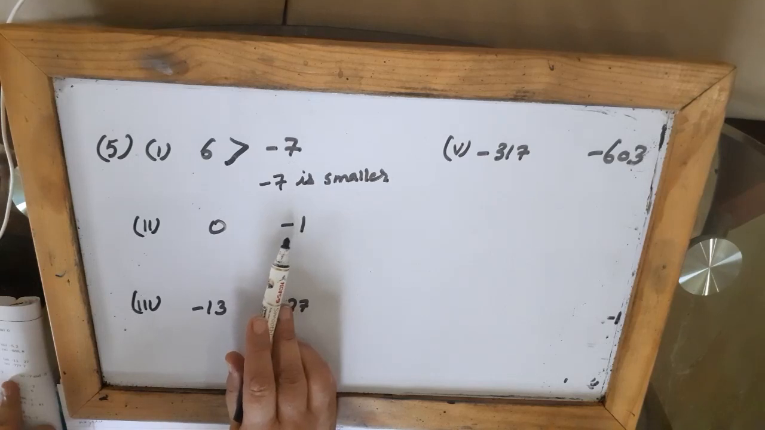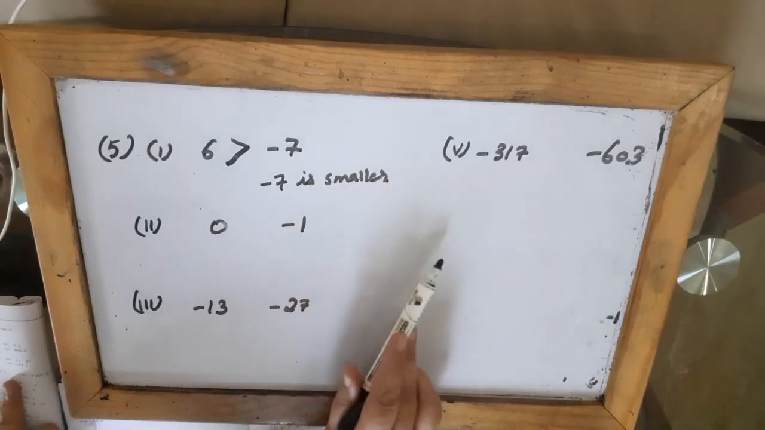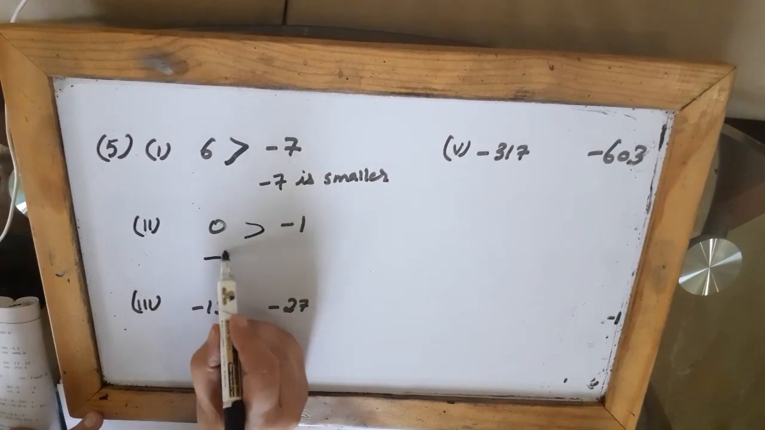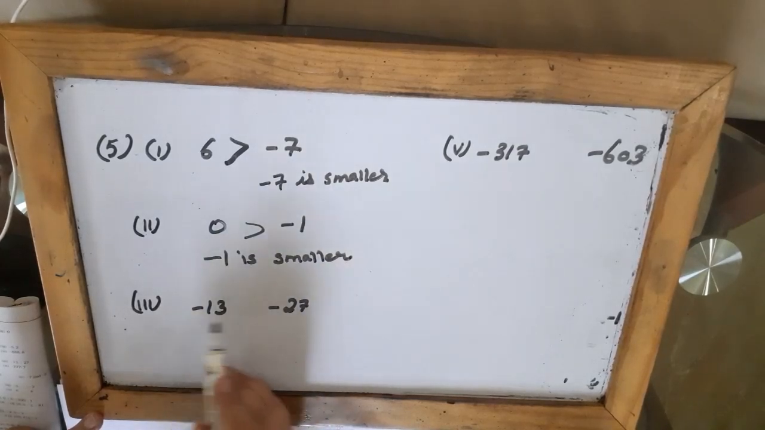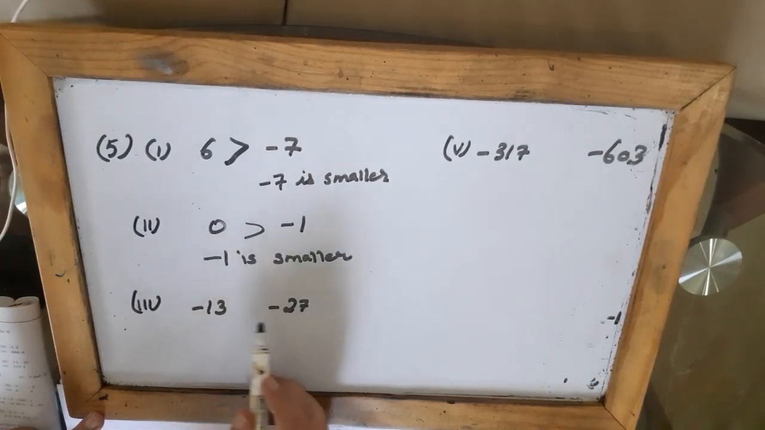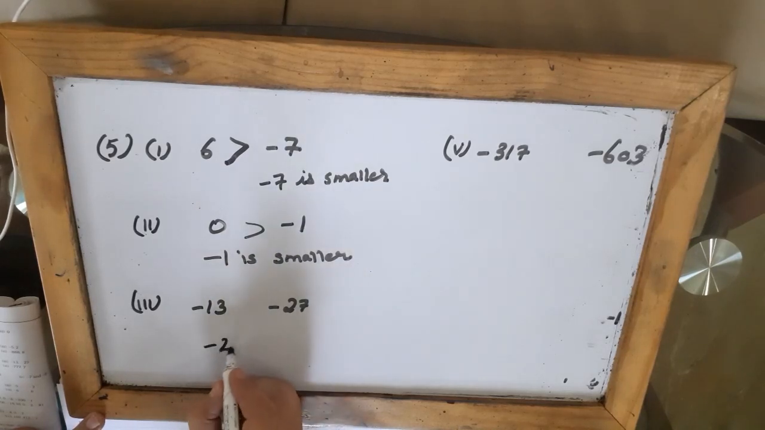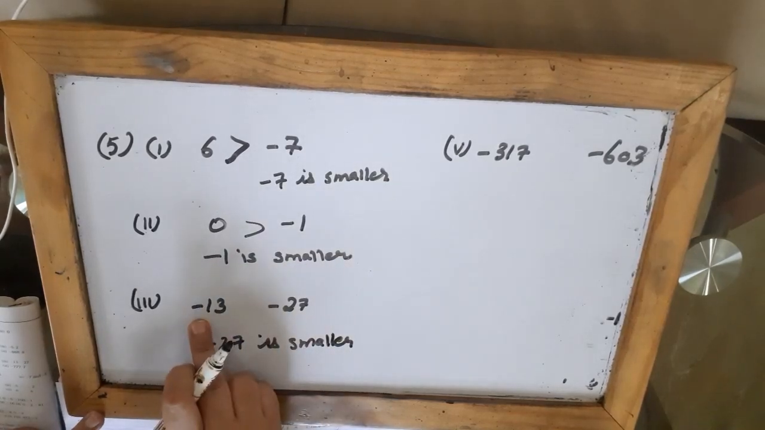Next, 0 and minus 1. I told you on the number line that 0 is bigger than the negative number. 0 is smaller than the positive numbers but 0 is bigger than the negative number. So out of 0 and minus 1, which is smaller? Minus 1 is smaller because it is to the left of 0. Now both are negative numbers. Now when I said as the negative number increases, it becomes smaller, so out of these two numbers, which is smaller? Minus 27 is smaller because minus 27 lies to the left of minus 13.